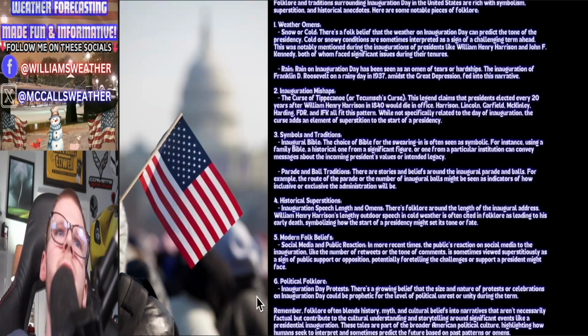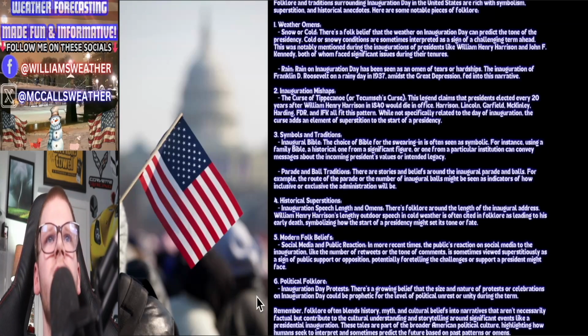Let's go and take a look at the folklore, weather omens, snow or cold. There's a belief that the weather on Inauguration Day can predict the tone of the presidency. Cold or snowy conditions are sometimes interpreted as a sign of a challenging term ahead. So basically it means it'll be a challenging time ahead for Trump because he has a lot of work to do to undo the mess Biden's created.